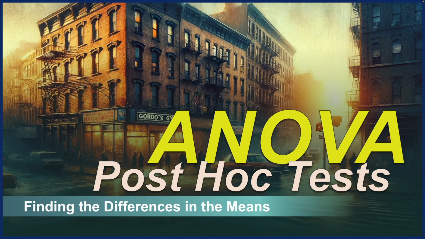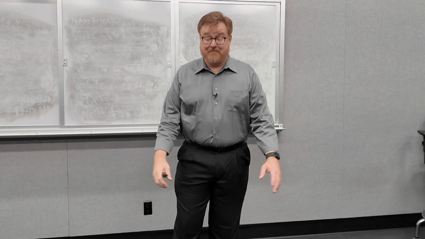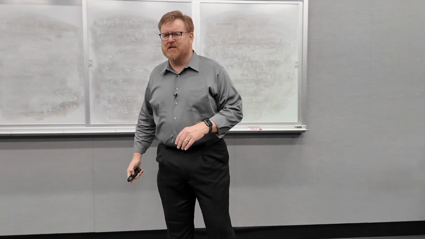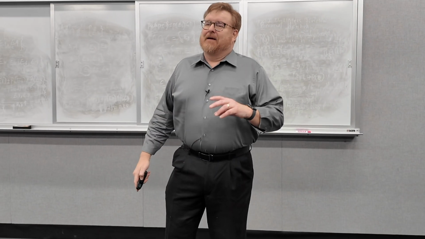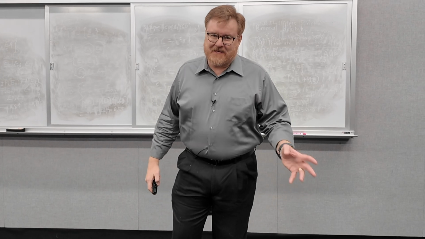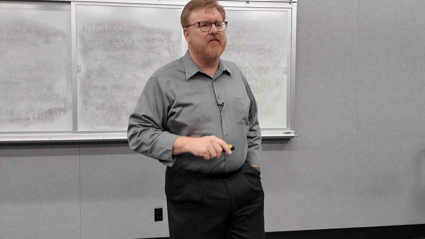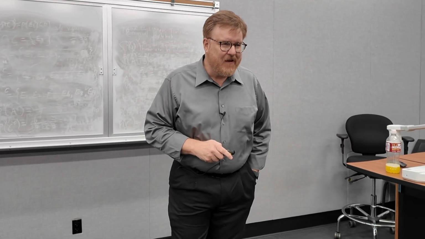We've done the hard work of finding whether or not there are differences in our model. So it seems like we could just relax at this point, because if we have statistical significance, we know that one of these groups is truly different. But it's not that easy. You see, ANOVA uses a two-step testing procedure. We can't just do the F-test, there's a follow-up that we need.